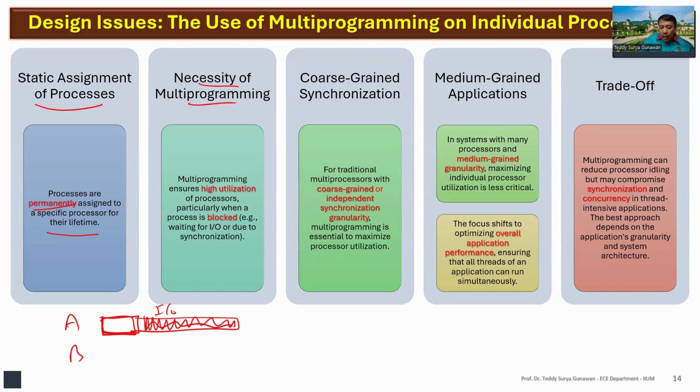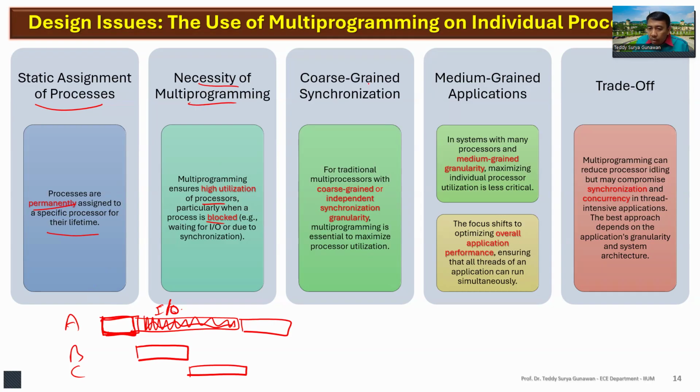At the moment A is doing I/O, we can switch to B. B can use the processor. Maybe there's a C also. C can use the processor, and then it can go back to A to finish. So you can see multi-programming is used to have high utilization of the processor, particularly when a process is blocked or doing I/O like this. Remember, this I/O part is also around 1,000 times slower compared to the processing part.